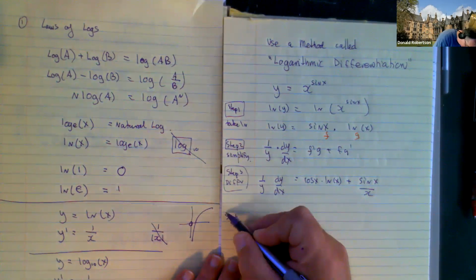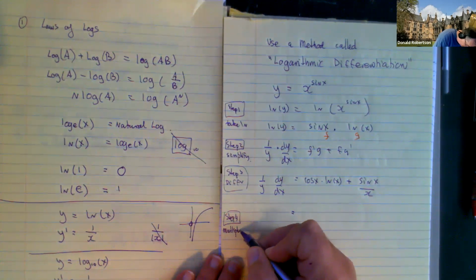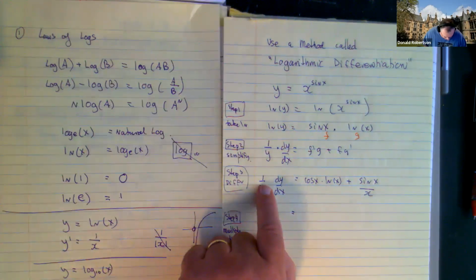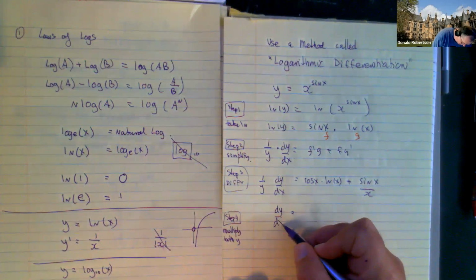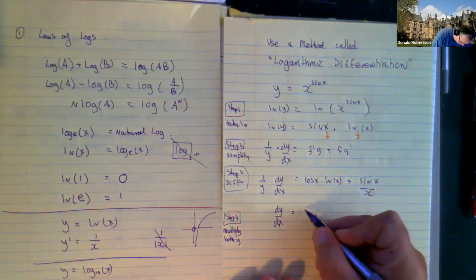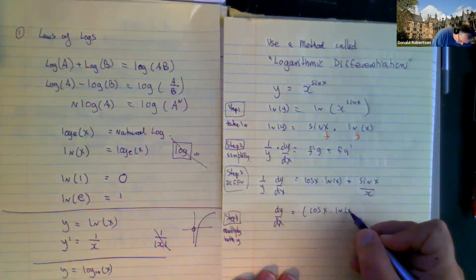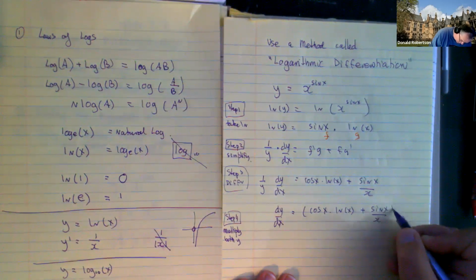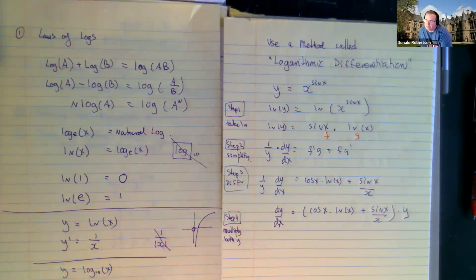Step 4. Multiply both sides by y. Now, if you multiply both sides by y, you get dy by dx, what you're after. Cosine of x times the natural log of x plus the sine of x over x, times y. We're one line off the answer.